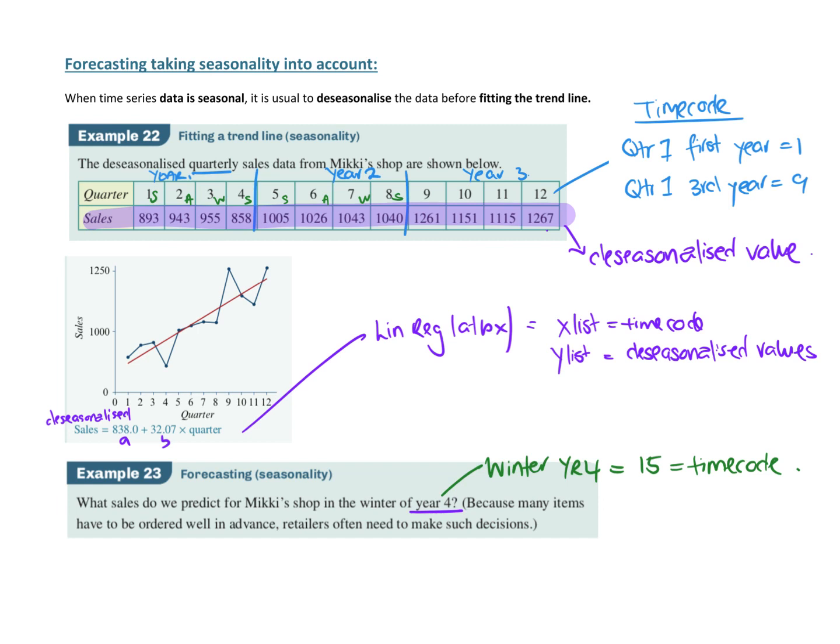So we're going to say the deseasonalized sales, and I'm just going to use that formula. So 838.0 plus 32.07 times 15, because it's the time code, and it says what sales. So I'm going to go to the nearest whole number because that would make sense, wouldn't it? I'm not going to have point something of a sale. You either make the sale or you don't make the sale. So I'm going to write to the nearest whole number so I get that.